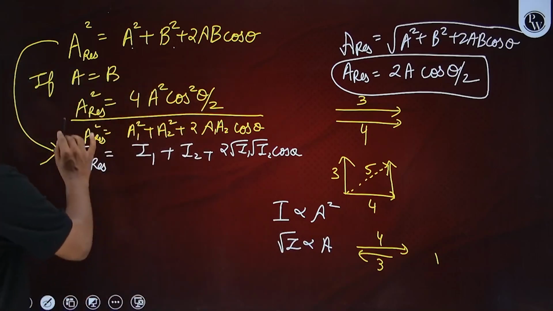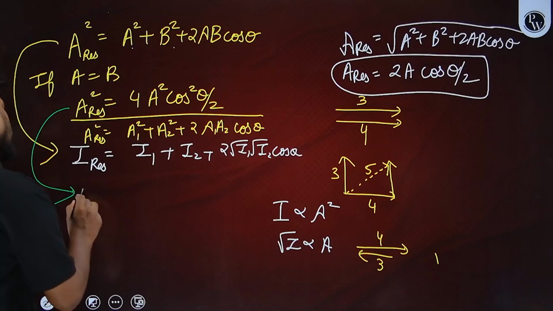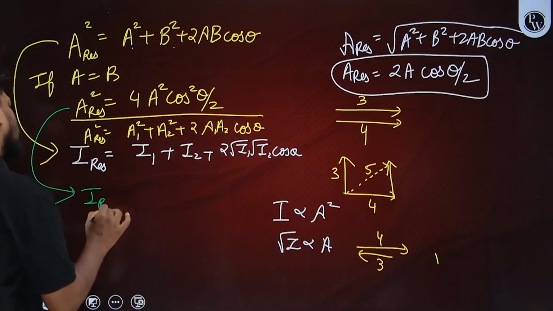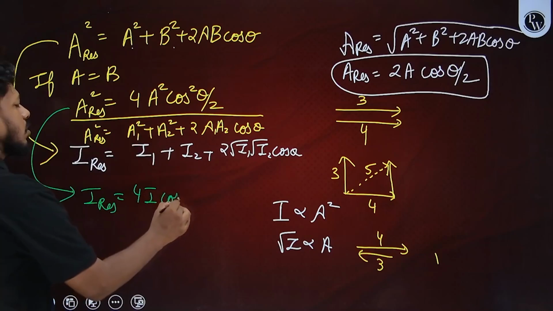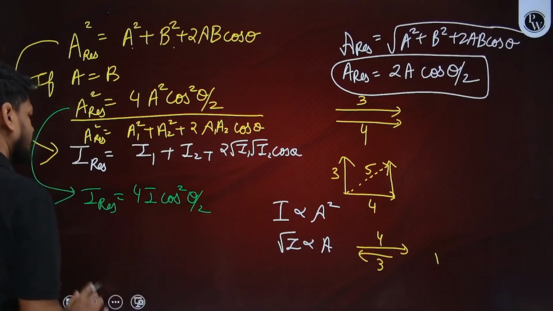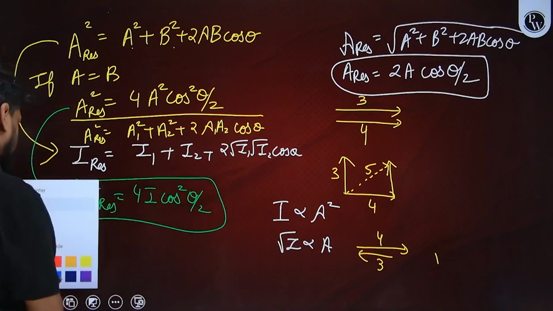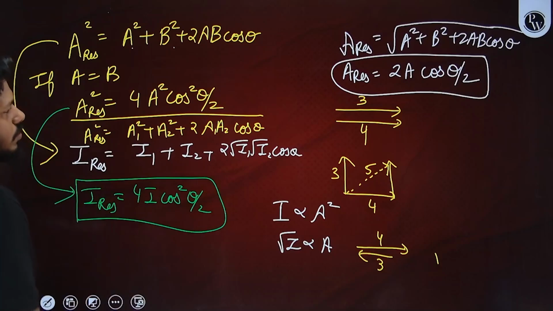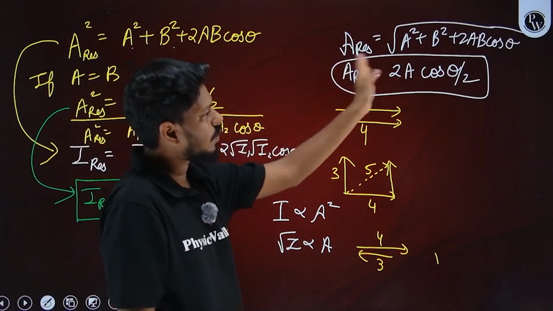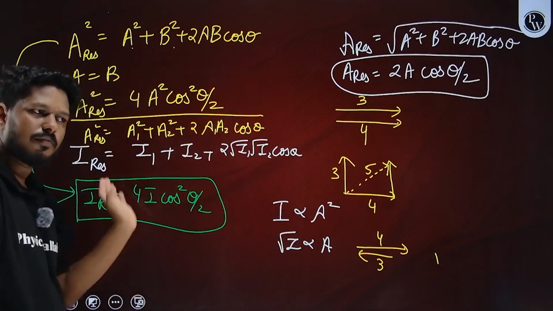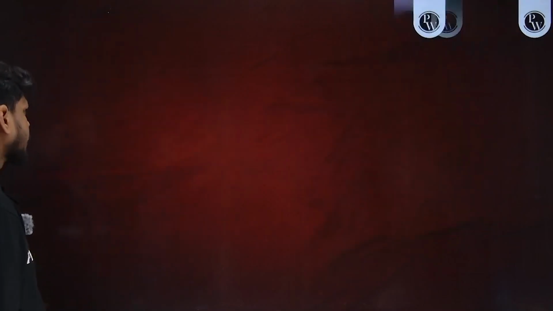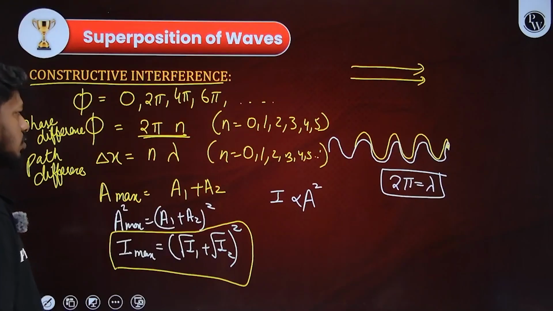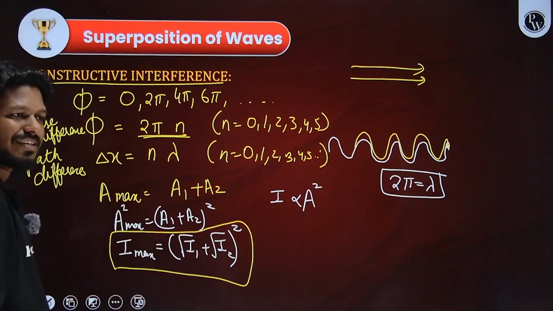And from this formula, I can find intensity resultant. It will be resultant of intensity is equal to 4I cos square theta by 2. Or else you can use this formula. If you square them, then find resultant. Same answer you will be getting. So if they are following this pattern, it is called constructive interference.